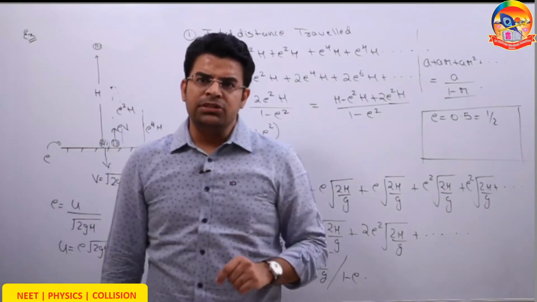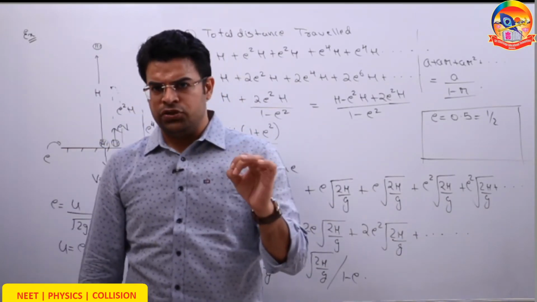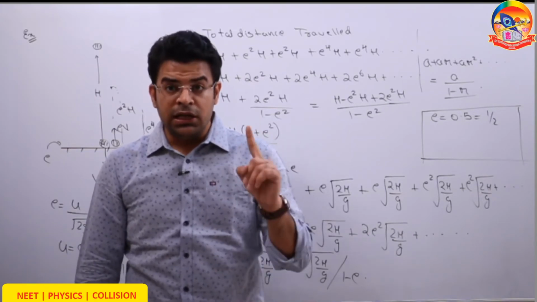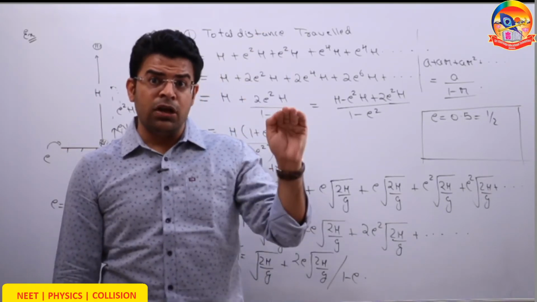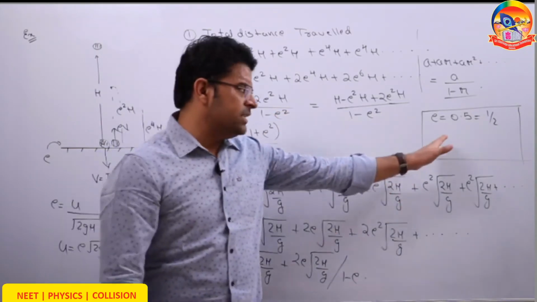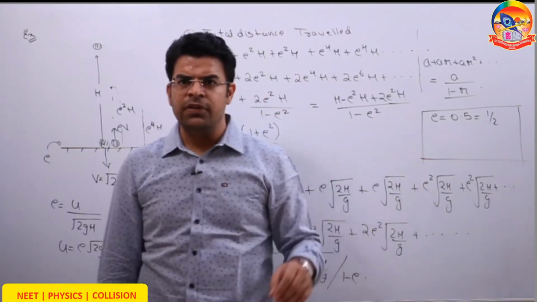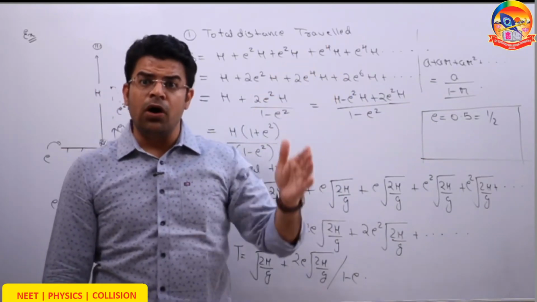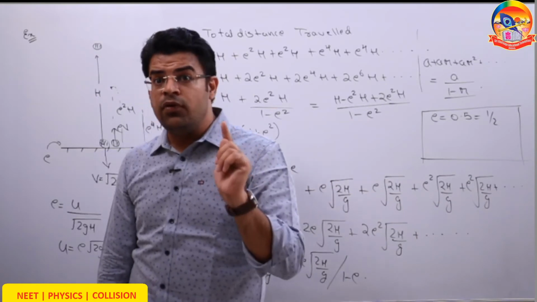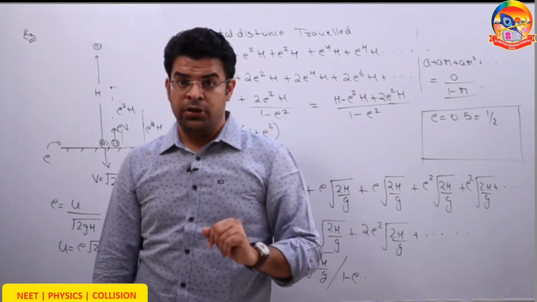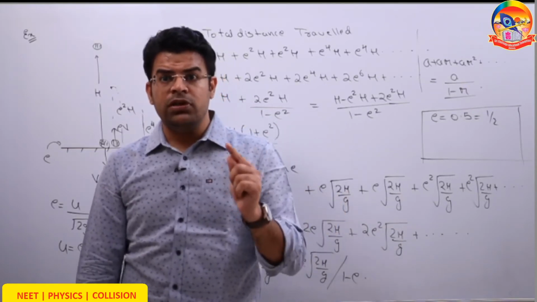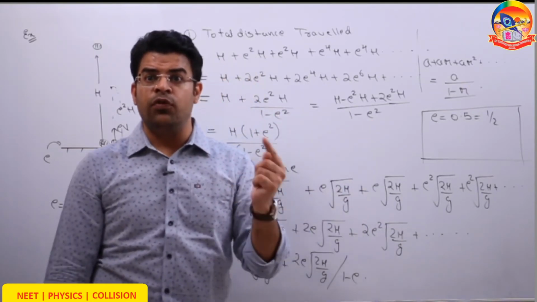Many a time they ask, if the coefficient of restitution is 0.5, what is the energy loss during the collision? Understand, after the first collision, the ball comes back to only 1/4 the height. If released from height h and the ball comes back only to 1/4 the height, it retains only 1/4 of the energy in the collision. So what will be the loss of energy? 3/4 is lost during the collision and 1/4 is retained.